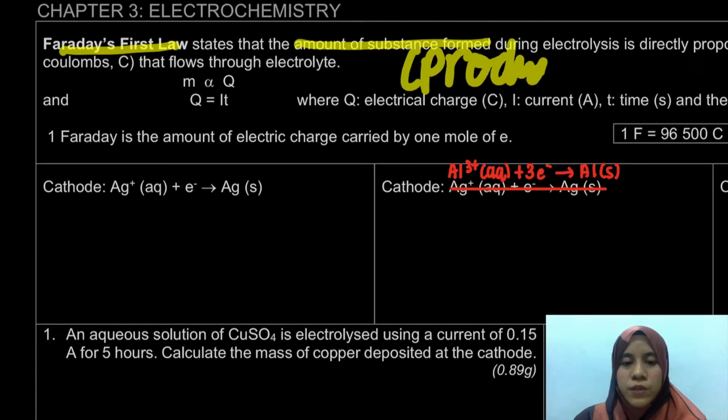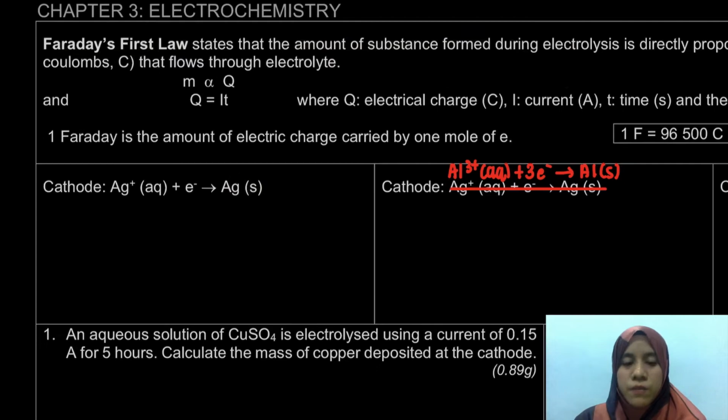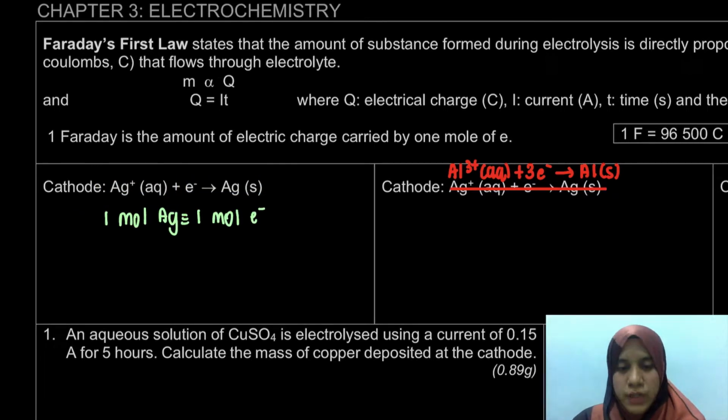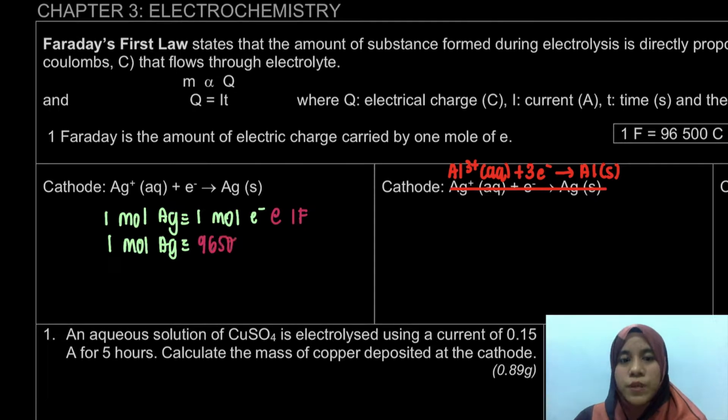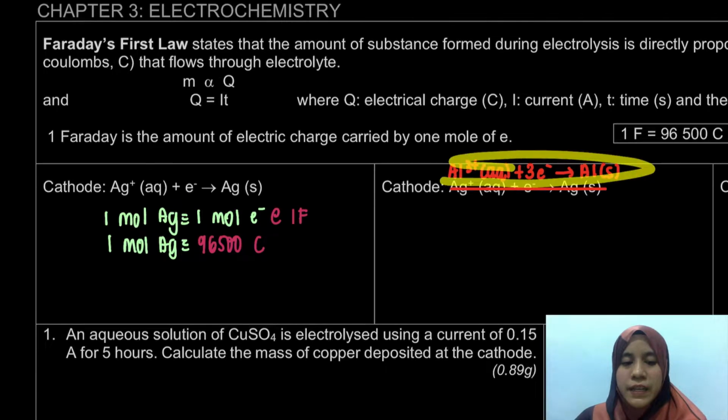Here we're talking about the amount of substance formed, our product. So 1 mole of argentum is equivalent to 1 mole of electrons, and 1 mole of electrons is equal to 1 Faraday. For 1 Faraday, we know that it is 96 500 coulomb. From this equation, I want the end product to be in coulomb, because remember M is directly proportional to Q and Q is in coulomb. So that's why I'm going to end it in coulomb.